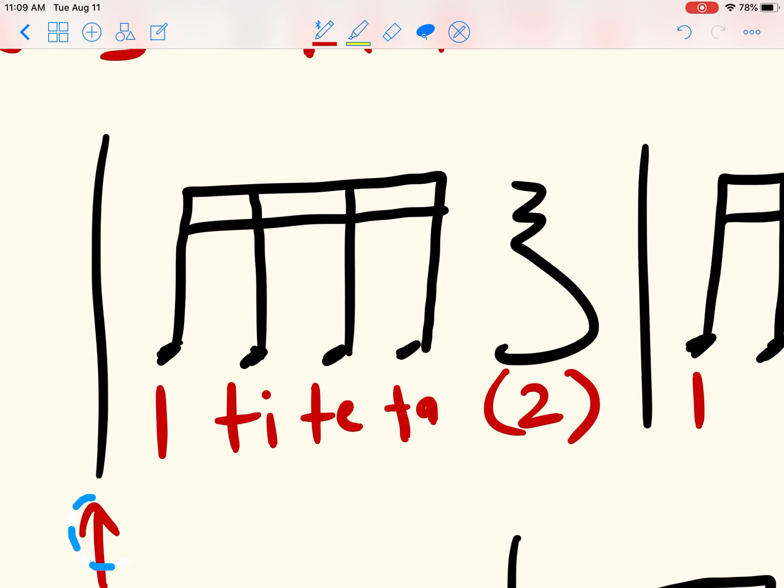Let's try it. 1, 2, here we go. 1 T theta, 2, 1. Again, 1, 2, here we go. 1 T theta, 2, 1.